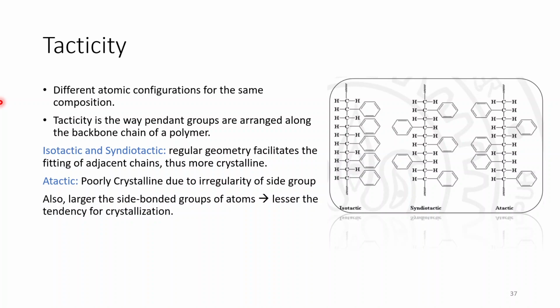In case of isotactic and syndiotactic, you have regular geometry that facilitates the fitting of adjacent chains, thus they show more crystallinity. In case of atactic, as shown here, it is poorly crystalline due to irregularity of side groups, and also the larger the side bonded groups of atoms, the lesser the tendency for crystallization.